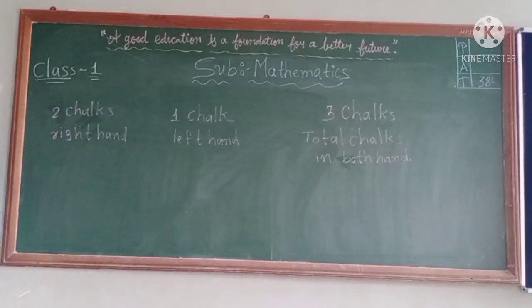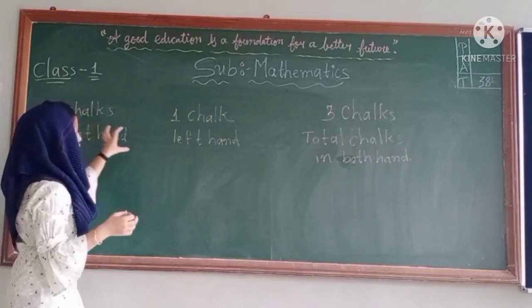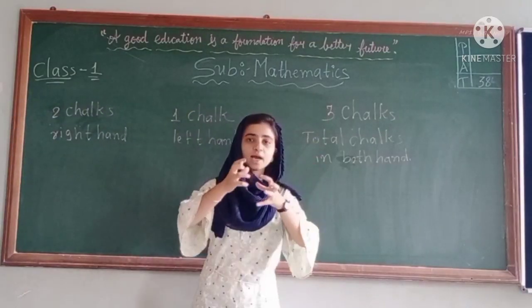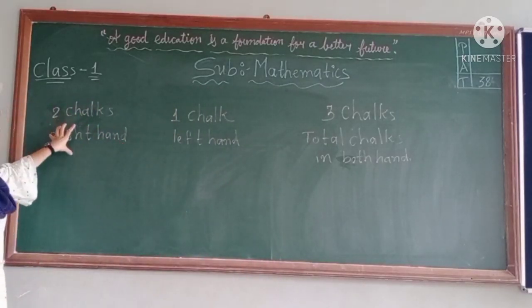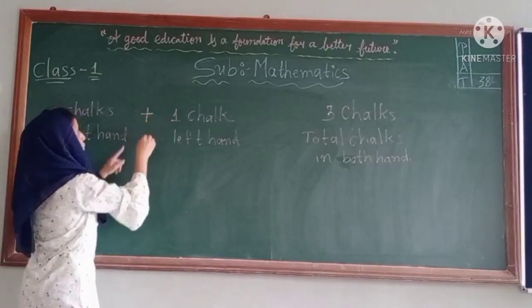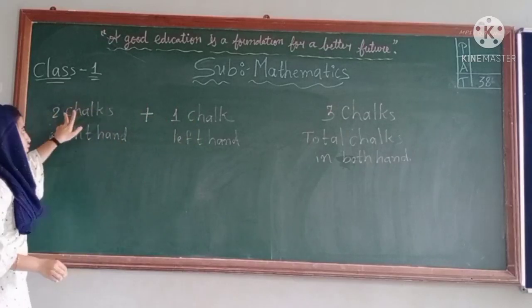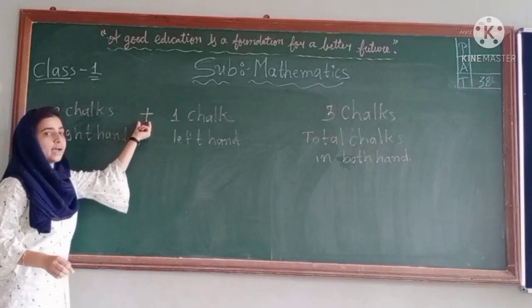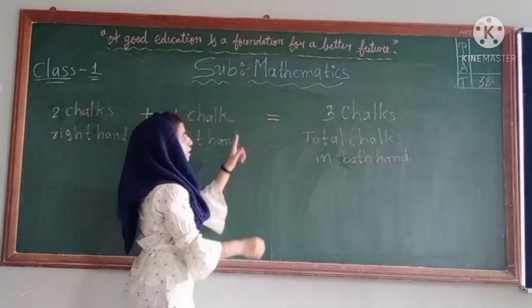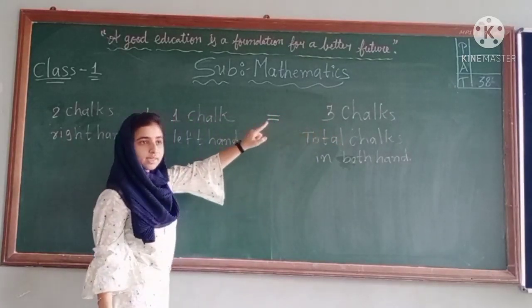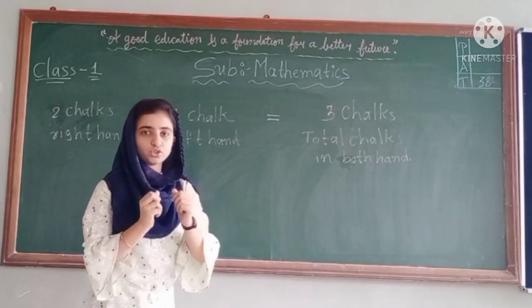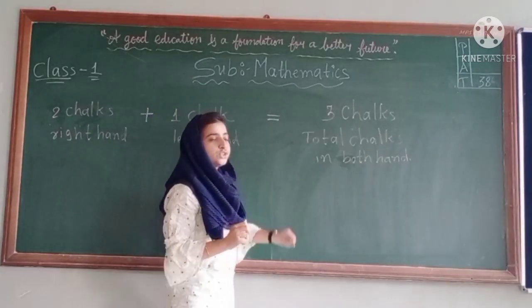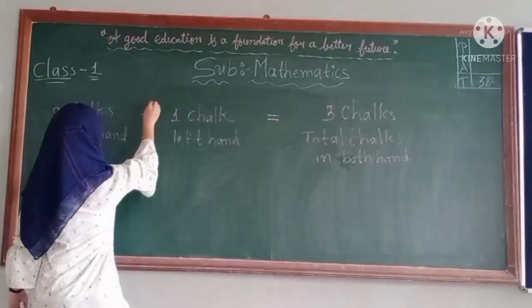Understood students? Now students, what did you do? With 2 chalks and 1 chalk, what did you do? You counted. You are putting all together, and in the next language, in 2 chalks you are adding 1 chalk. What are you doing? In 2 chalks you added 1 chalk. Together, that is the total number of chalks. Right students? What did you do? 2 chalks plus 1 chalk. You add both numbers of chalks, and you get the total chalks.